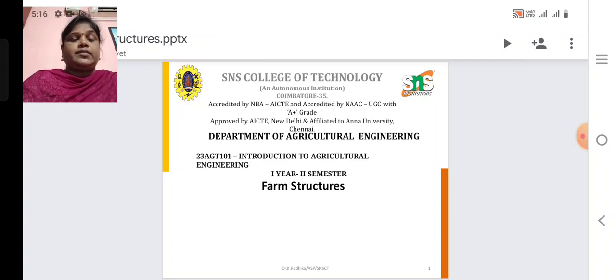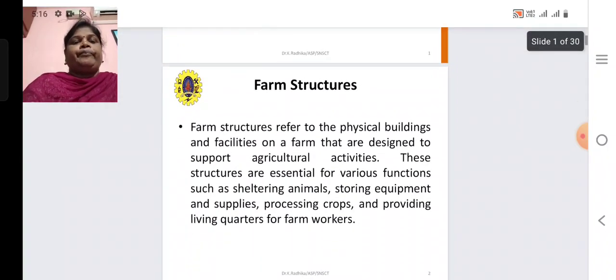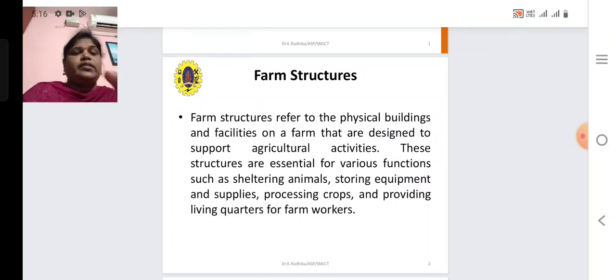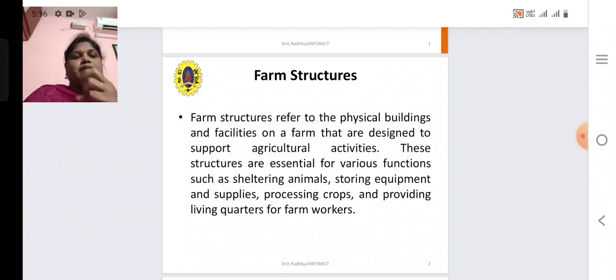Today's class, we discussed some farm structures. What do you mean by farm structure? Farm structure is nothing but physical buildings and facilities on a farm that are designed to support agricultural activities. Some structures are constructed in the farmhouses to support agricultural activity.